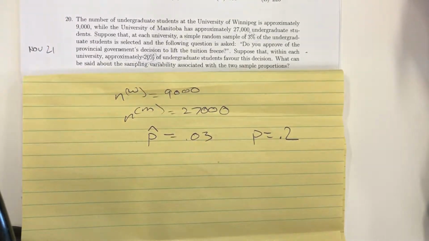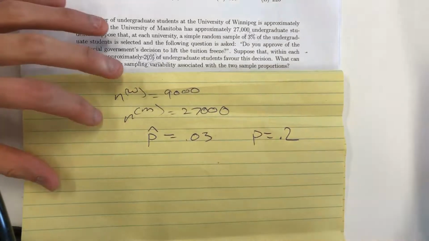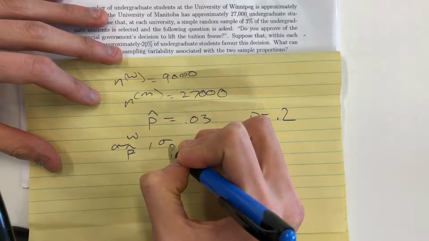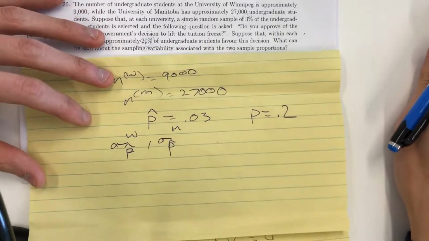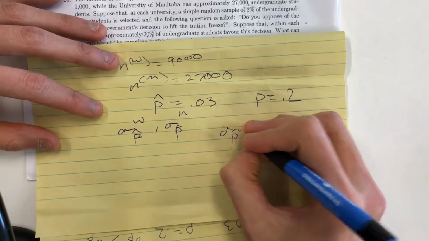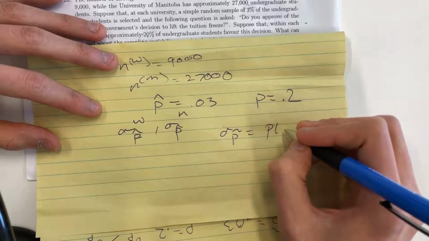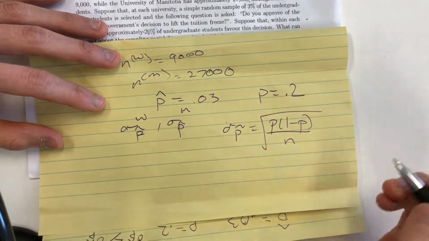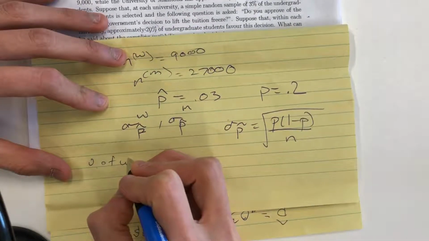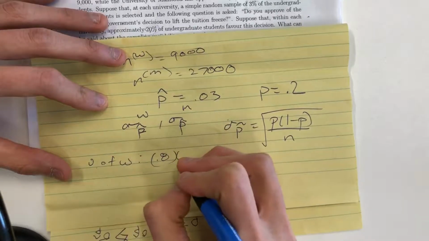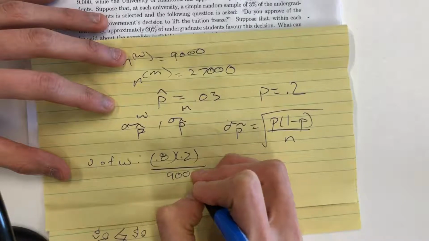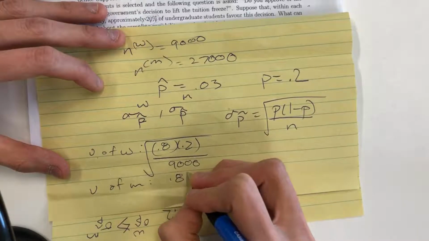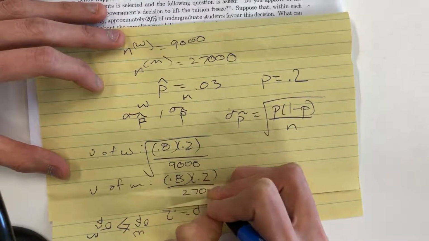Now we want to compare the sampling variabilities between U of W and U of M. So we need to find sigma P hat for U of W and sigma P hat for U of M. Recall that sigma P hat is the square root of our population probability of 0.2 times 1 minus P, over our sample size. For U of W, that'll be the square root of 0.8 times 0.2 over 9,000. And for U of M, again, that'll be 0.8 times 0.2 over 27,000.